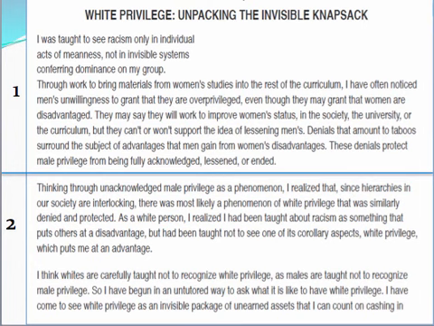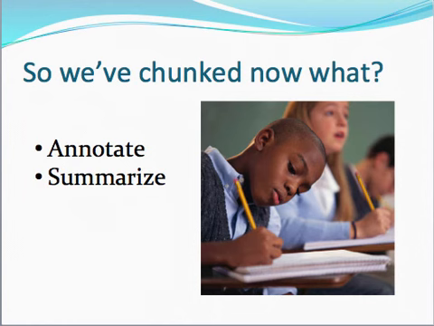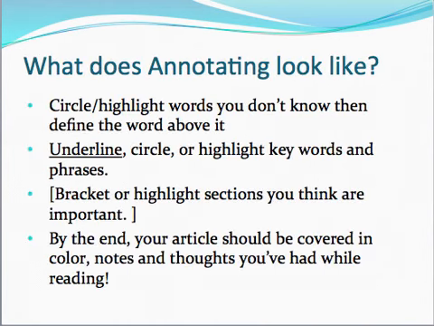Okay, so after you've chunked your article, then you're going to annotate it, and then you're going to summarize your chunks. So annotation is exactly what we've been doing in class when we read articles. Okay, you're going to circle and highlight words you don't know, then define the word above it. So I've been giving you 1-word definitions for these articles. If there's words you don't know, you need to look up the definition in the dictionary and then either summarize the definition or write it out in full, whichever you prefer.